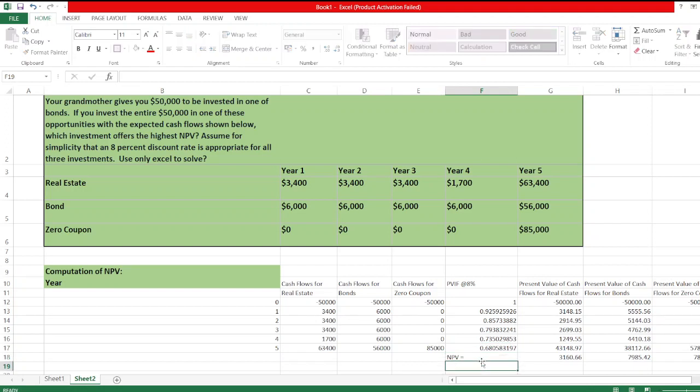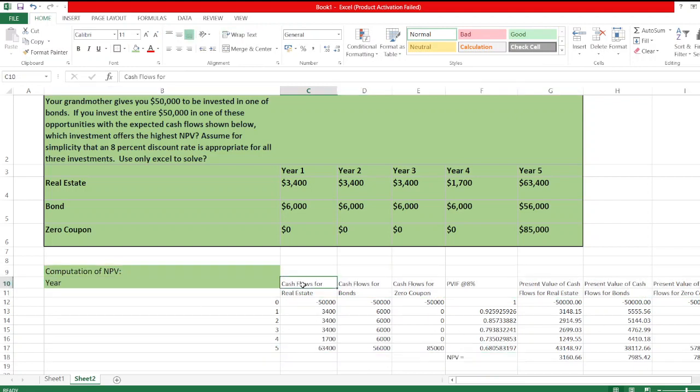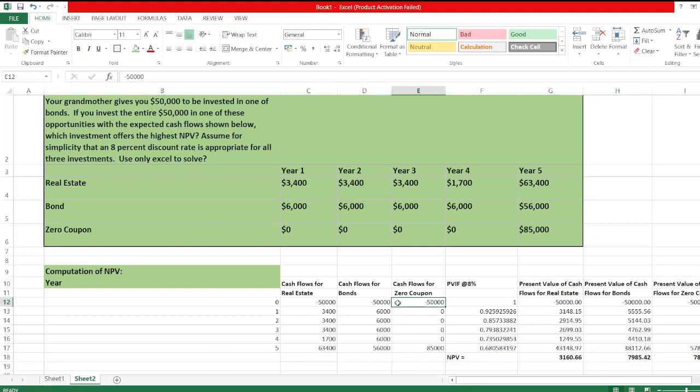So NPV for real estate is 3160.66, for bonds 7985.42, and for zero coupon it's 7849.57. So we can say net present value for bonds is higher than real estate and zero coupon. So, bonds offers the highest NPV.